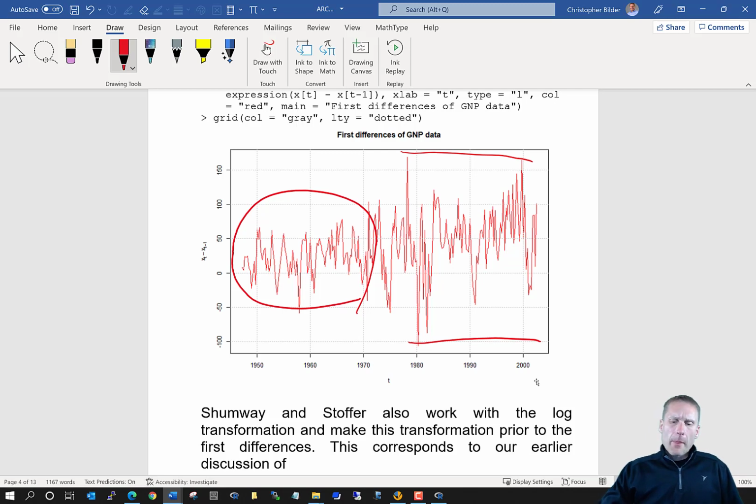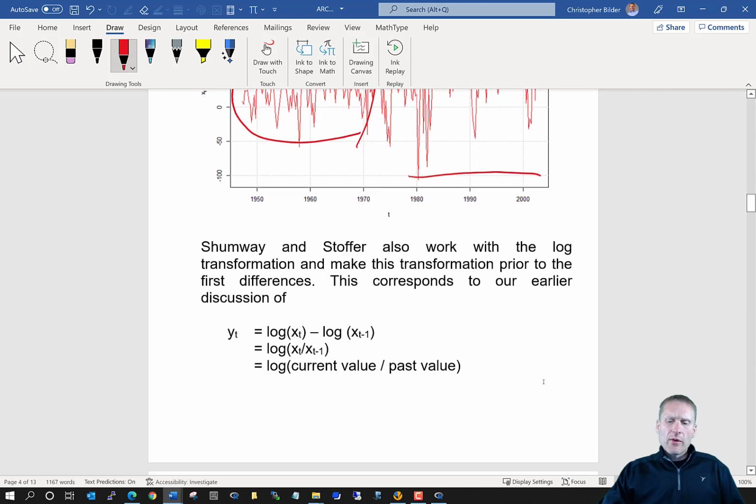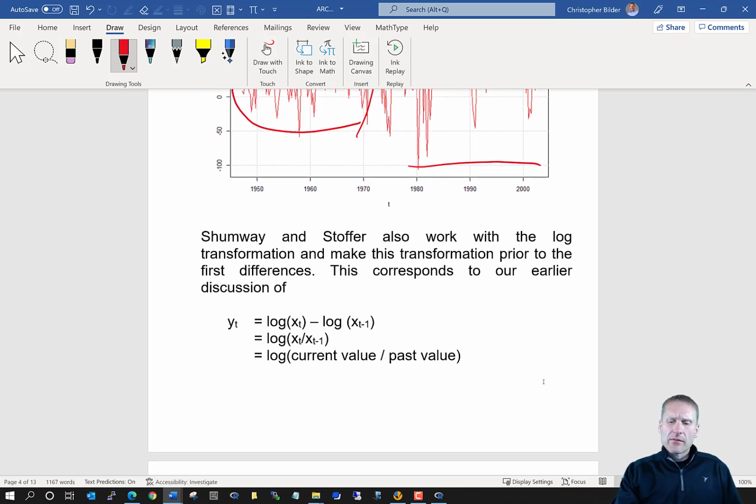And so rather than going directly to using ARCH models, what Shumway and Stoffer decided to do was work with the log transformation of these first differences. And we've seen this kind of thing done before. So the log of x of t minus the log of x of t minus 1.